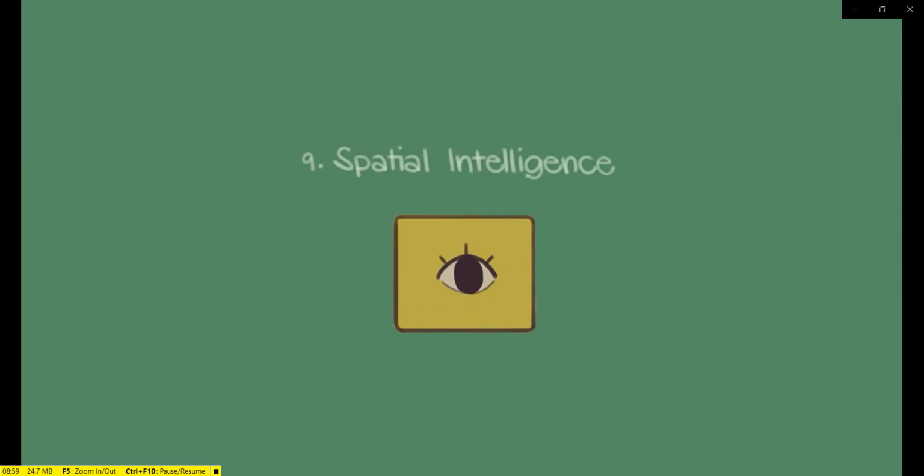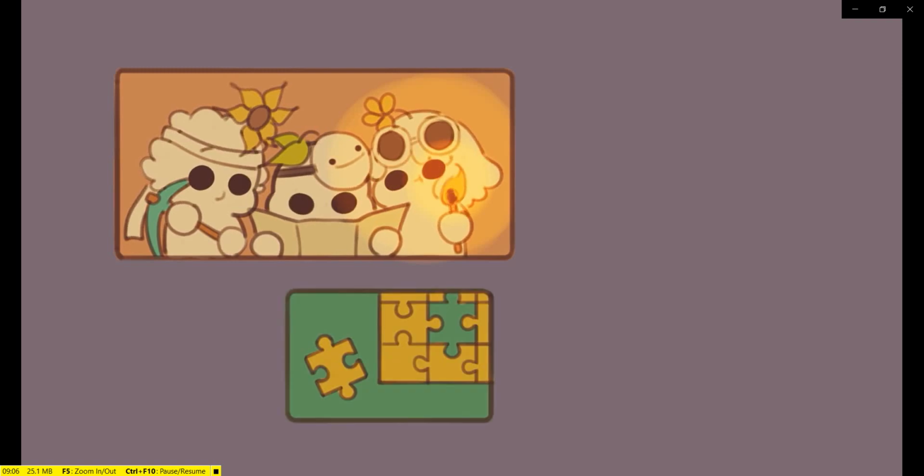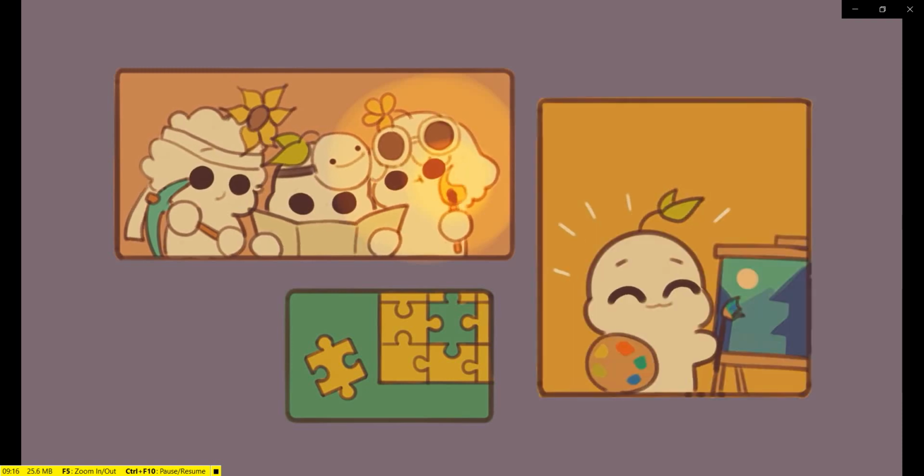And number 9, spatial intelligence. Are you great with directions and are a strong visual learner? With spatial intelligence, you enjoy solving puzzles and mazes and excel in creative drawing and painting pursuits. Your thought process is in 3 dimensions, and you may have artistic skill and expansive imagination because of this.